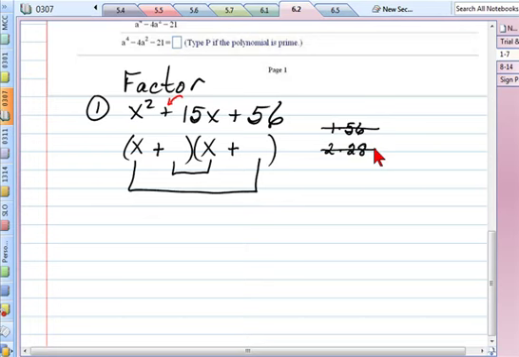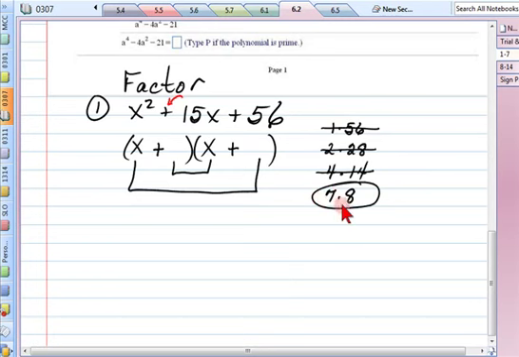Does 3 go into 56? And the answer is no. Does 4 go into 56? Yes. It goes in there 14 times. And you might have to divide that out to find out. Is 4 plus 14 equal to 15? No, then they're not right. All right, does 5 go into it? No. Does 6? No. 7? Yes. 7 times 8. Is 7 plus 8 equal to 15? Then those are your factors.